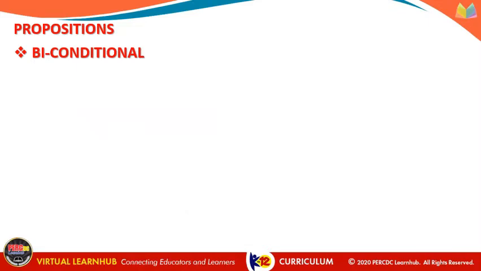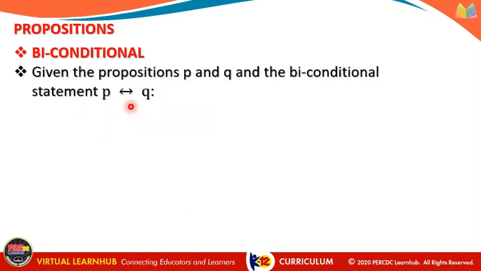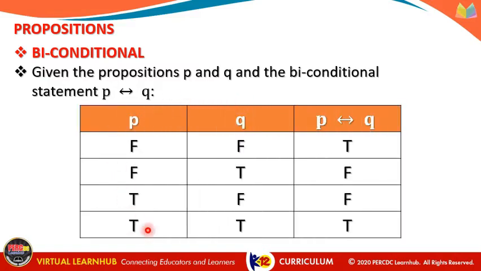Lastly, we have the biconditional propositions. For P if and only if Q, we have our truth table. Now take note, the biconditional proposition for P and Q is true if both P and Q are false or if both P and Q are true. So again, if both P and Q are false, then the biconditional is true. If both P and Q are true, then the biconditional is also true. If P and Q have different truth values, then the biconditional statement is false. Again, kindly memorize the truth table of each compound proposition.